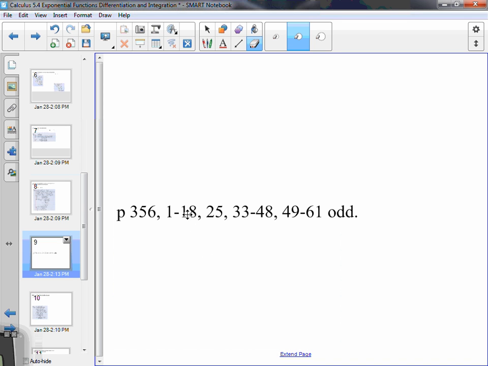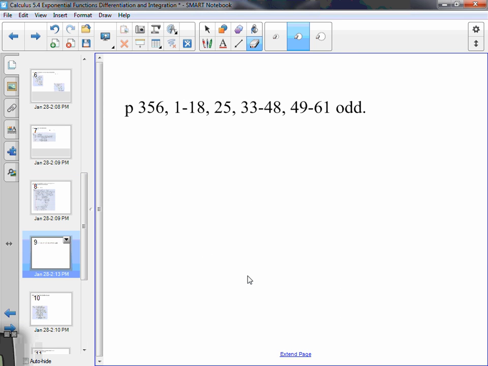On page 356, let's do 1 through 18, 25, 33 through 48, and then 49 through 61 odd.